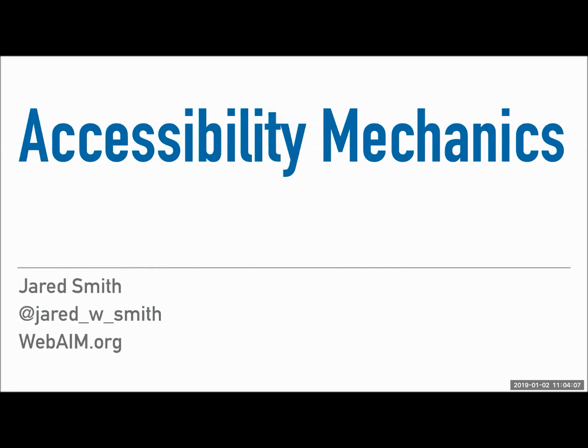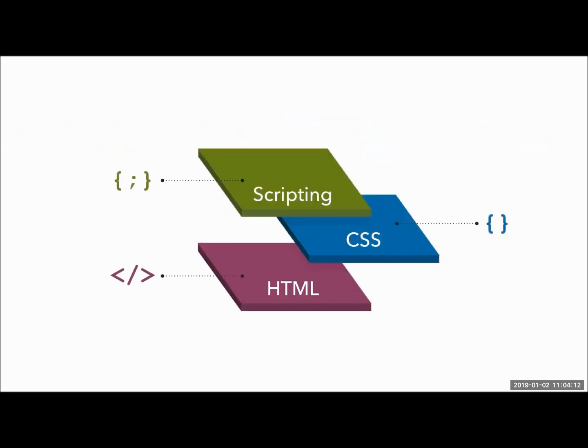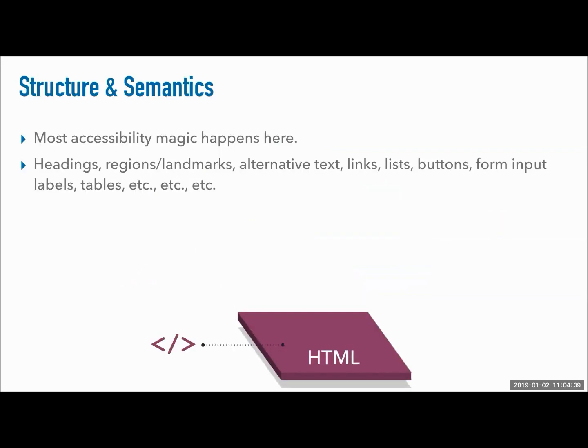So I'm just going to dive right into this and start by talking about what we generally refer to as being the web stack, where HTML is the foundational layer of this stack, and then we layer on top of that CSS, and then scripting on top of that. And generally with the web stack, we want to keep these three layers distinct and separate as much as we can. So if we look at these three layers individually, our foundational layer of HTML, that's where our structure and semantics happen, also where most of our accessibility magic happens.